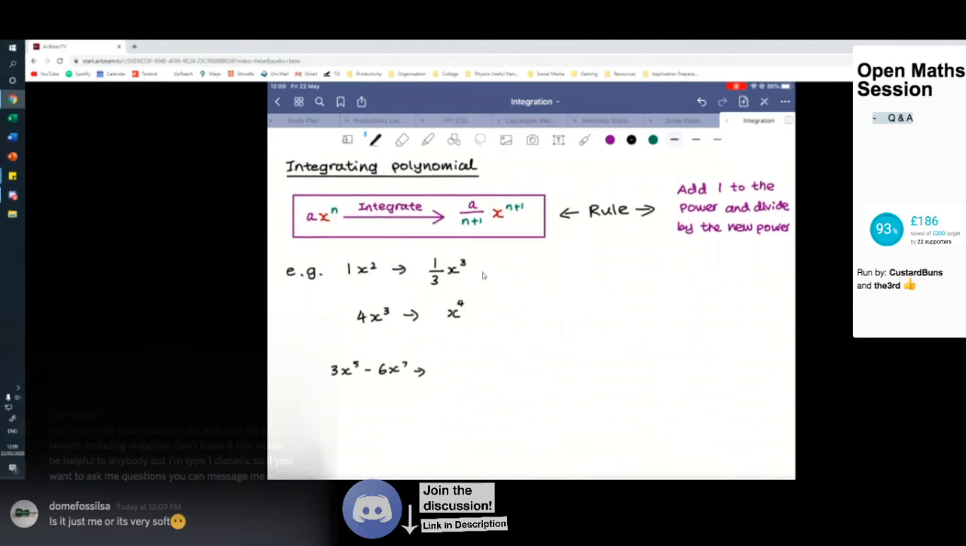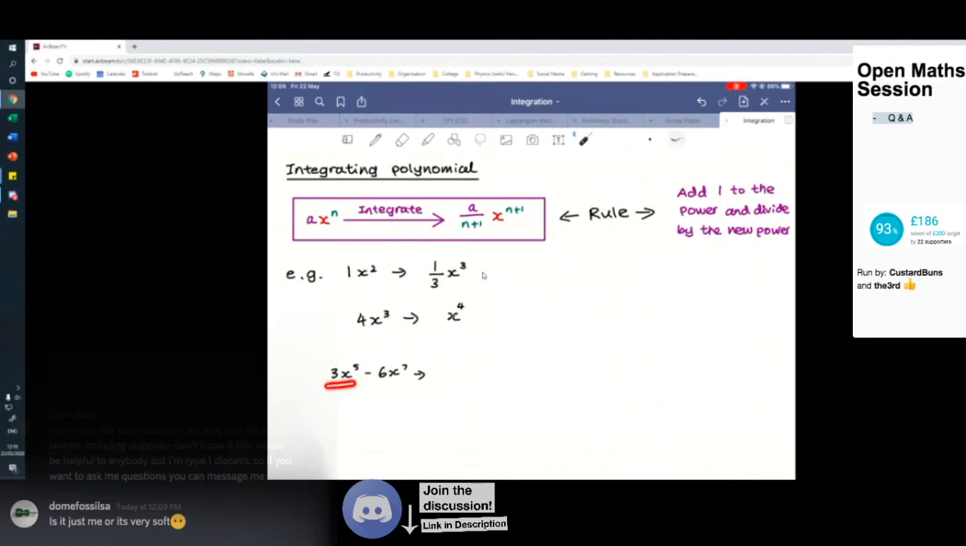And in the final example, we'll see that there's actually two terms. This is the first term, and this is the second term. So when there's multiple terms in a polynomial, what you do is you treat each term separately.